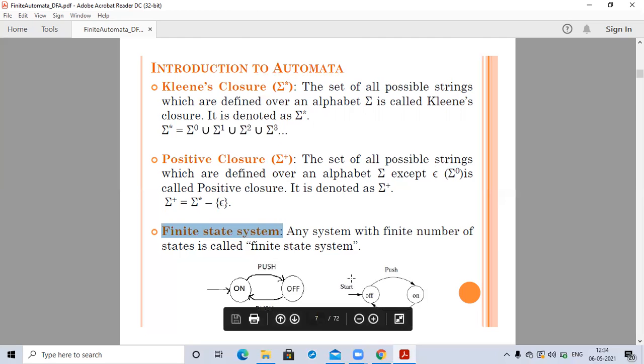In the next video, I will start the finite state machine: what is a finite state machine and what are the different types of finite automata we have. I will discuss that topic in the next video. Okay. Thank you.